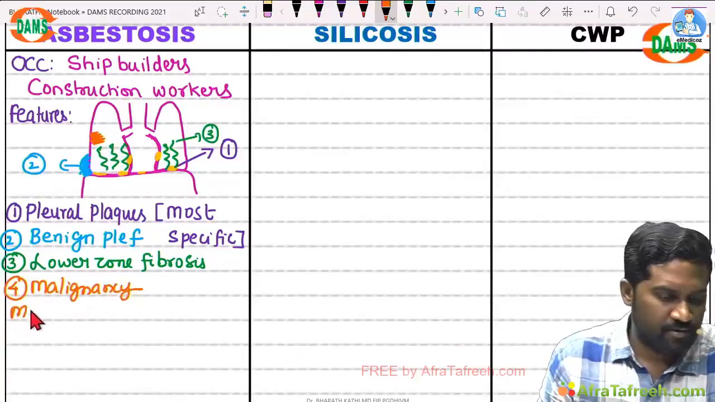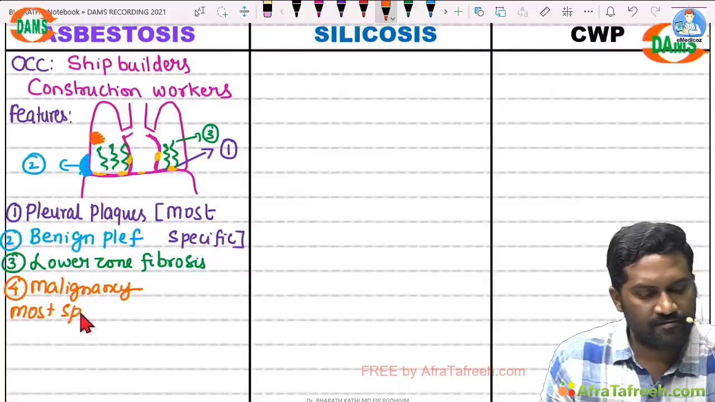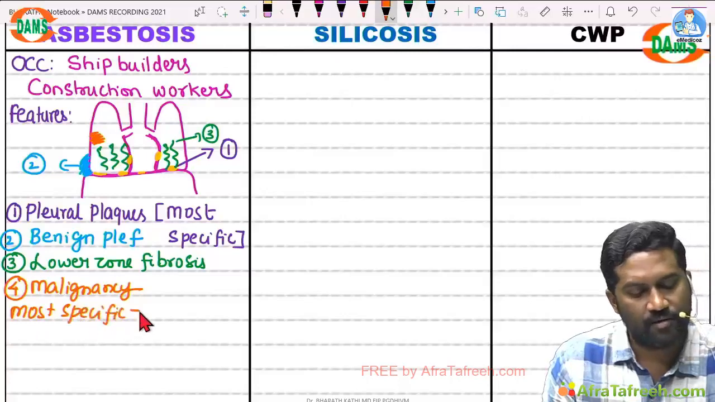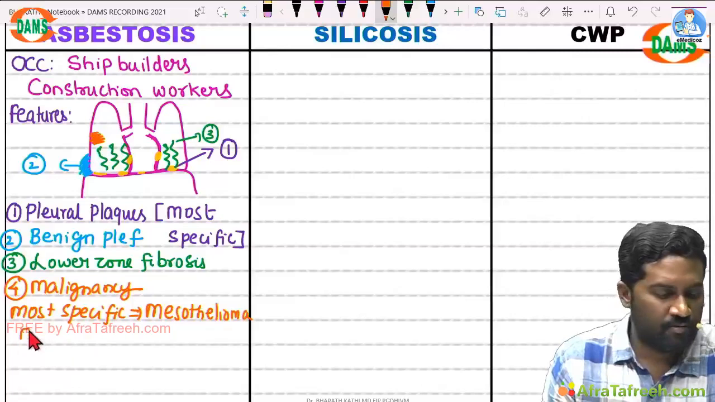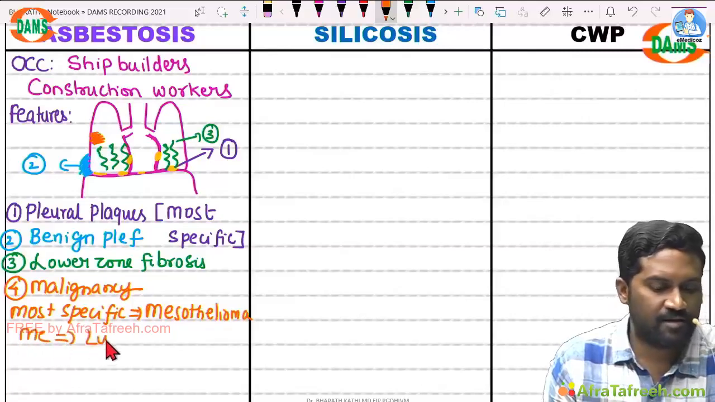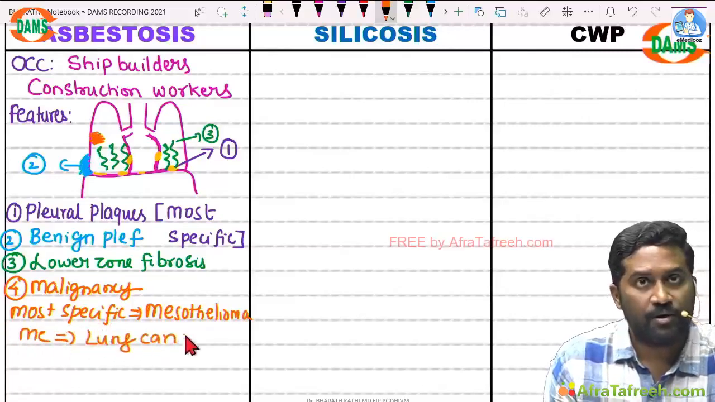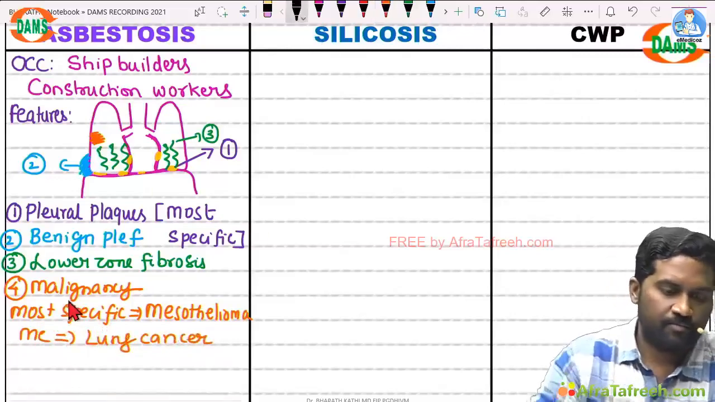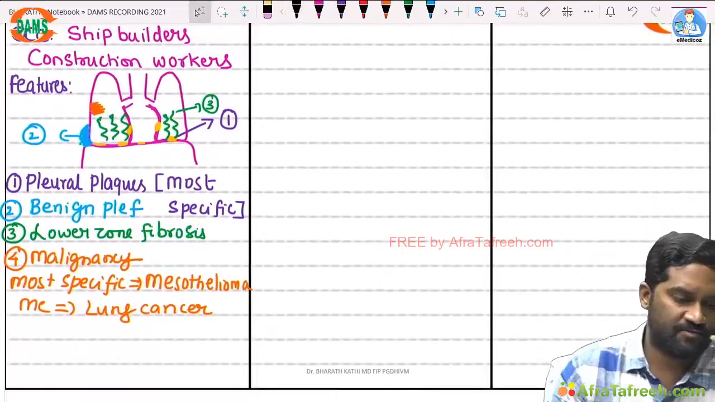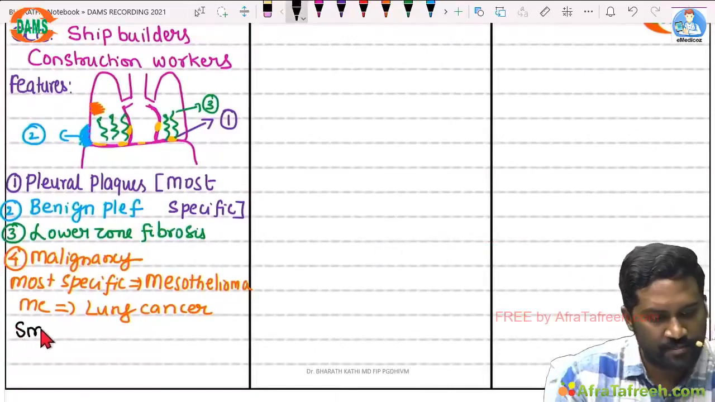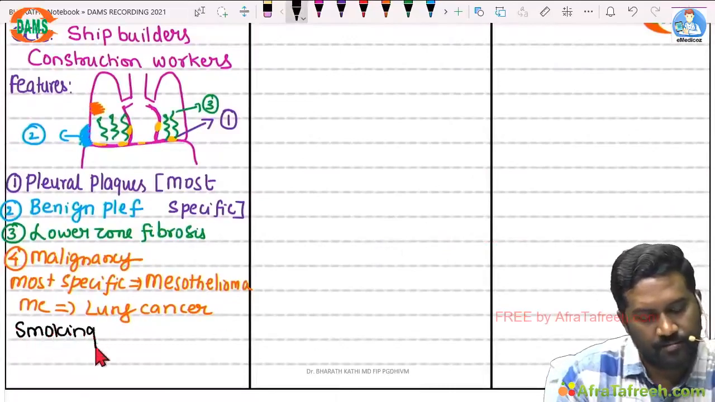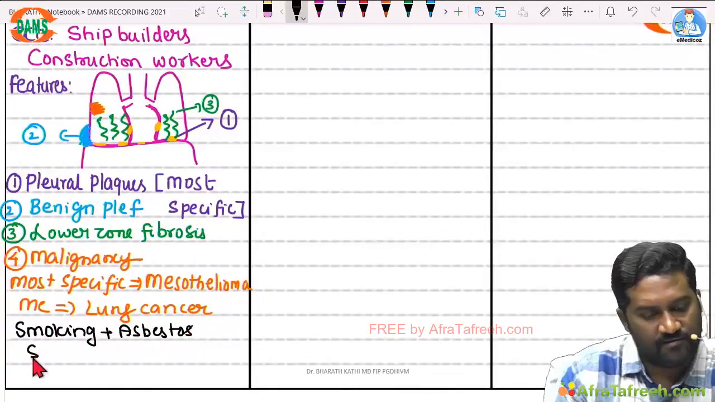Now, what is the most specific malignancy and what will be the most common? Most specific will be mesothelioma, whereas most common will still be lung cancer. Point to remember here is smoking and asbestos exposure are synergistic in increasing lung cancer.